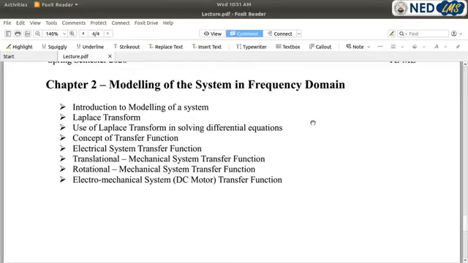So we need a tool that can convert those time domain differential equations to the frequency domain equivalent. The mathematical tool used for this purpose is the Laplace transform.